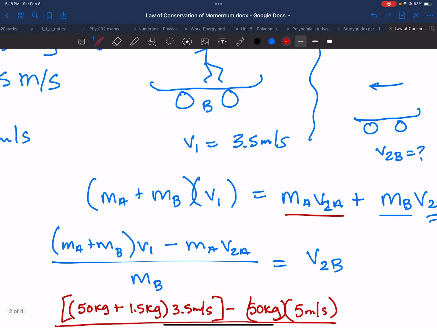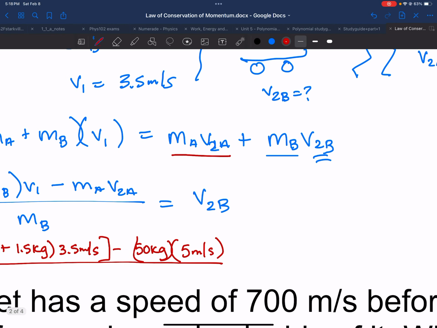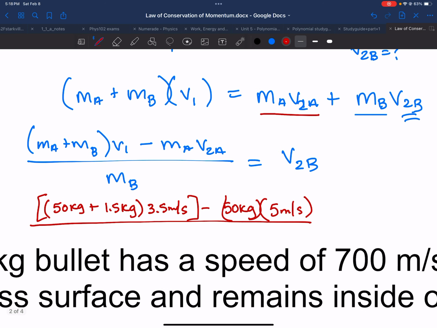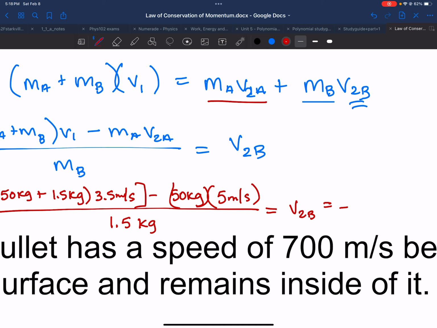It says he jumped off the front of the board. So that's why I know it's in the positive direction. And then all this is going over the mass of B, which is 1.5 kilograms. All right, so when I work all those things out, I end up getting velocity of B of negative 46.5 meters per second. So it's coming out pretty quick.